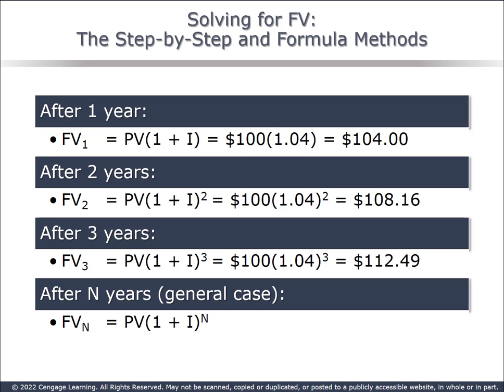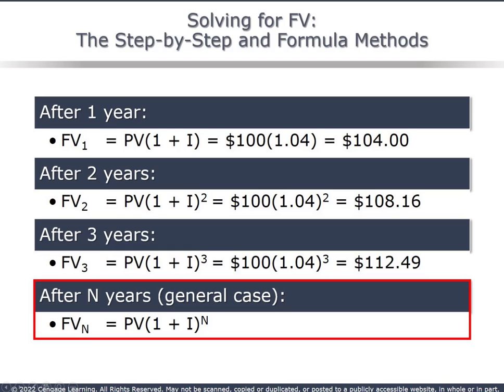Taking a step-by-step approach, in year one, the $100 earns 4%, so now you have 104. In year two, the 104 at 4% earns 4.16, so now you have 108.16. After 3 years, the 108.16 at 4% earns 4.33, so you end up with 112.49. The general case right there is the present value of 100 times 1 plus the interest rate raised to the power.